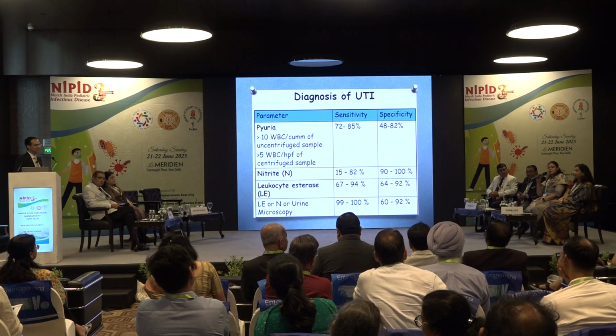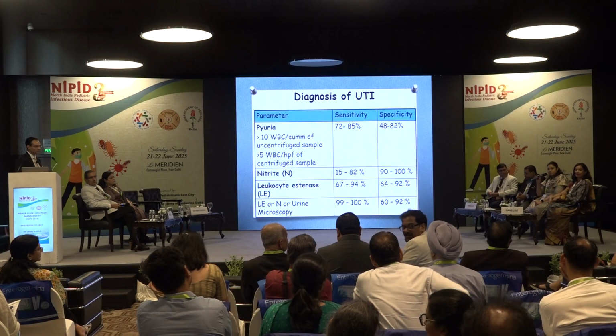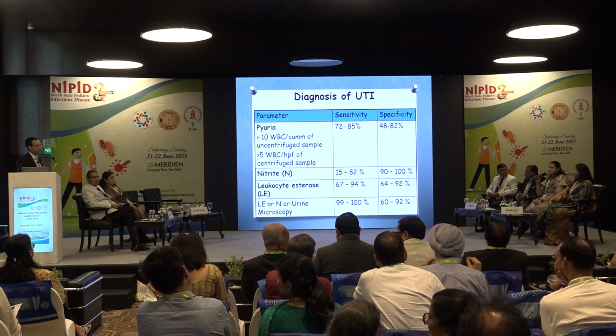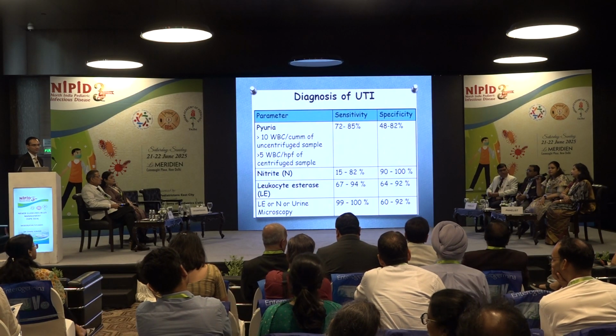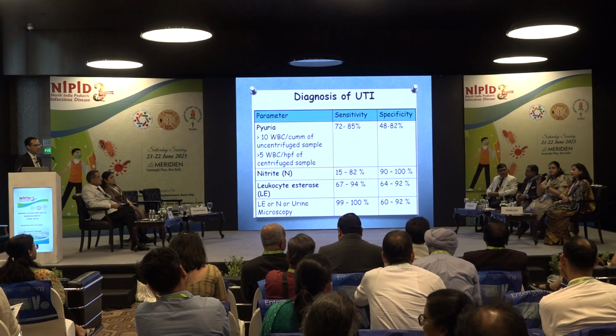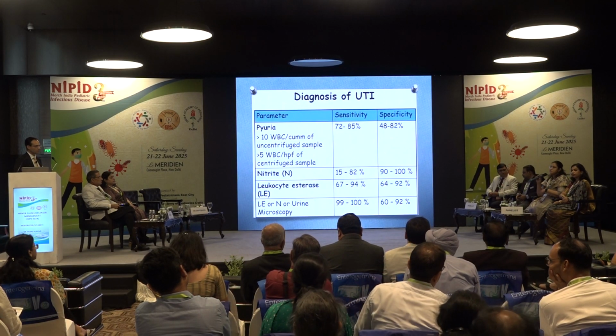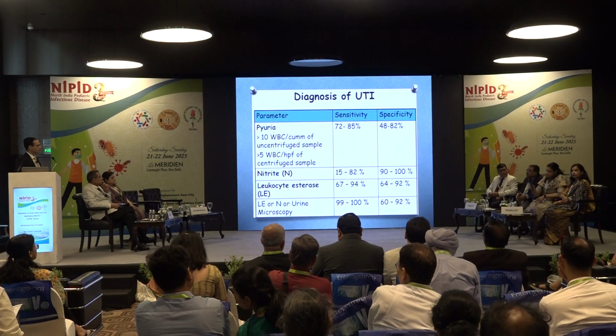This is right, actually. So 10 to the power 4 should be the cutoff, and the guideline says like this, 10 to the power 4 to 10 to the power 5, but 10 to the power 4, if we have it in the presence of symptoms, we'll consider this as a positive urine culture.